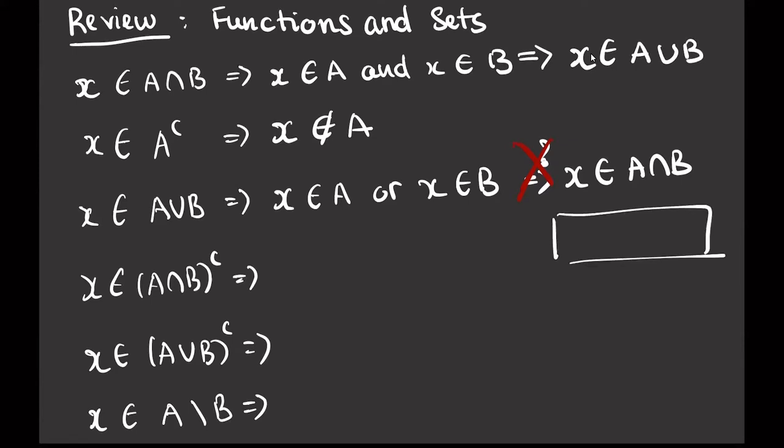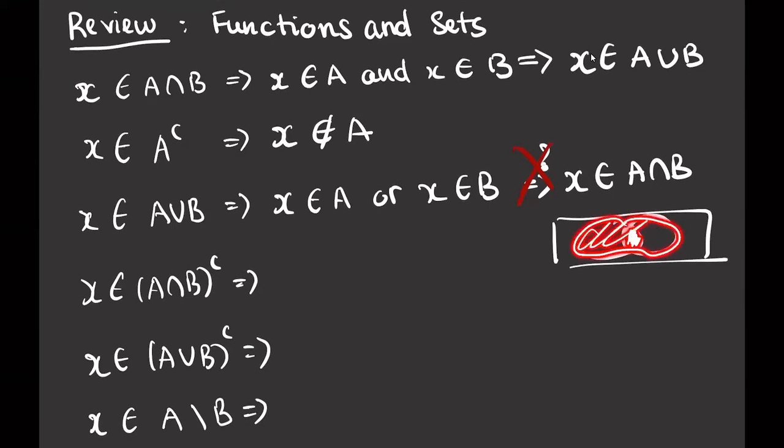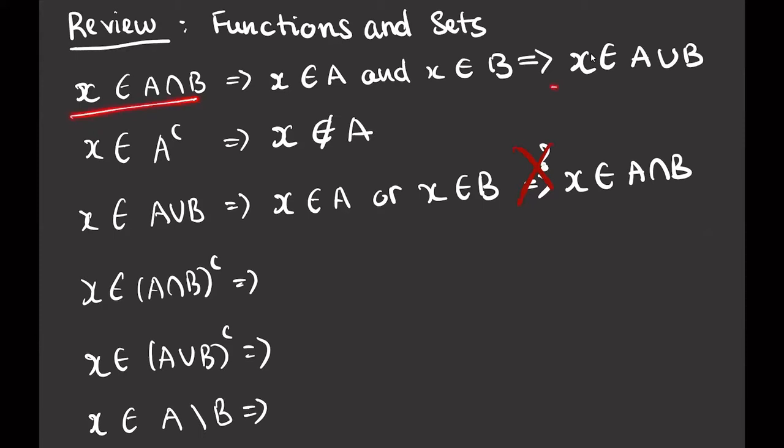Why? Because if A and B are not disjoint and x is in A and B like this, it means x is inside this one. And this is A union B, right? So that's what I want to talk about. From this, you can imply x is in A union B, but if you have x is in A union B, you cannot say that x is in A and B.